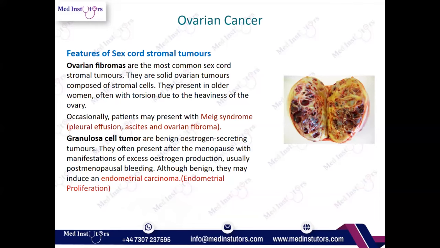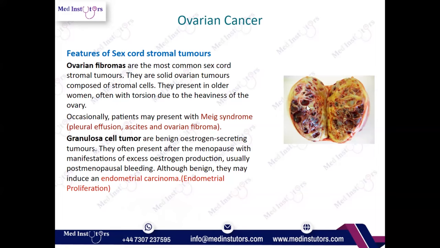Okay, so the last category we have is sex cord tumors or the stromal tumors. Among these, ovarian fibromas are the most common sex cord stromal tumors. They are solid ovarian tumors composed of stromal cells, and they present in older women, often with torsion due to heaviness of the ovary. So these are the fibromas.